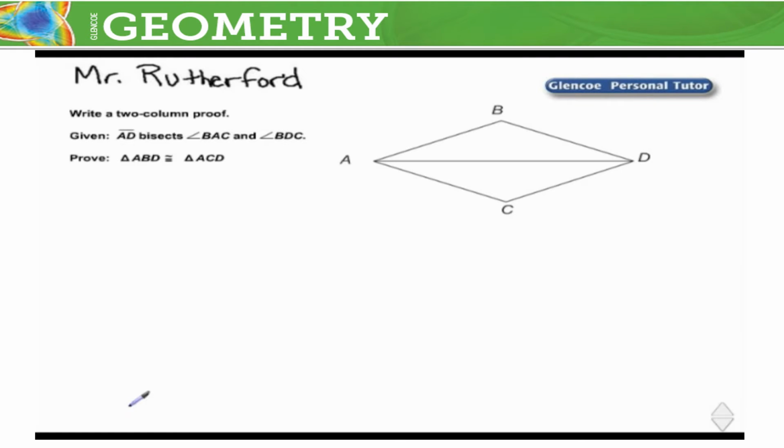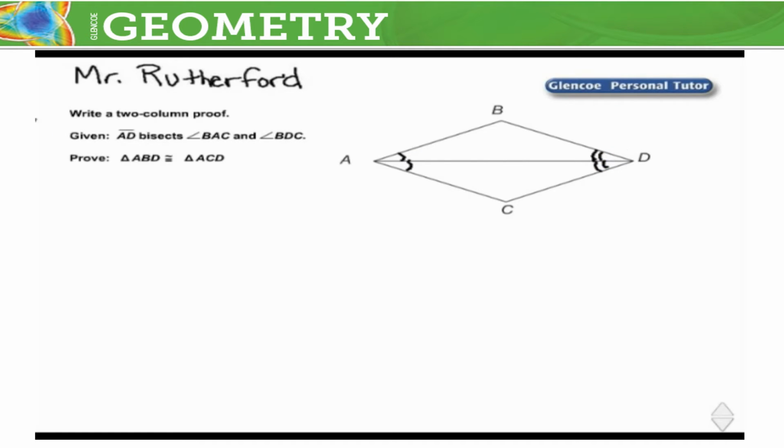Notice here in the given, we're told that segment AD bisects angle BAC. This means that angle BAD is congruent to angle CAD. So I'm going to show that on the figure so we can see that visually. Next, it says that it also bisects angle BDC. So this means that angle BDA is congruent to angle CDA. So we'll show that as well.